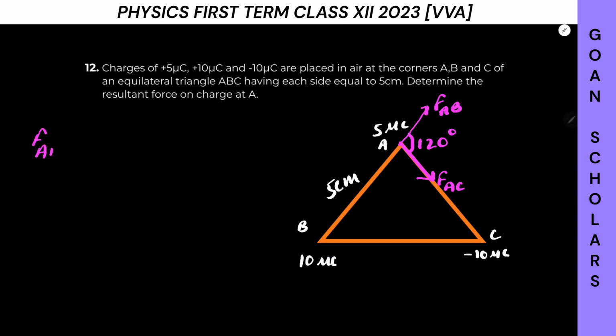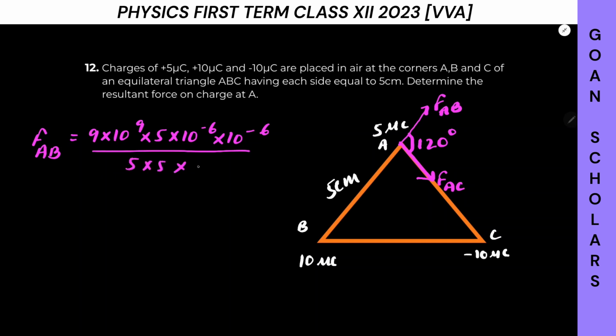When you are finding force FAB, this will be K, which is 9 into 10 to the power 9, Q1, which is 5 into 10 to the power minus 6, Q2, 10 microcoulombs, 10 to the power minus 6, whole divided by separation square, which is 5 into 5, and since it is in centimeters, this will be 10 to the power minus 4. Correct? Okay, great. So this is our FAB. What about our FAC? FAC is 9 into 10 to the power 9, first charge 5 into 10 to the power minus 6.